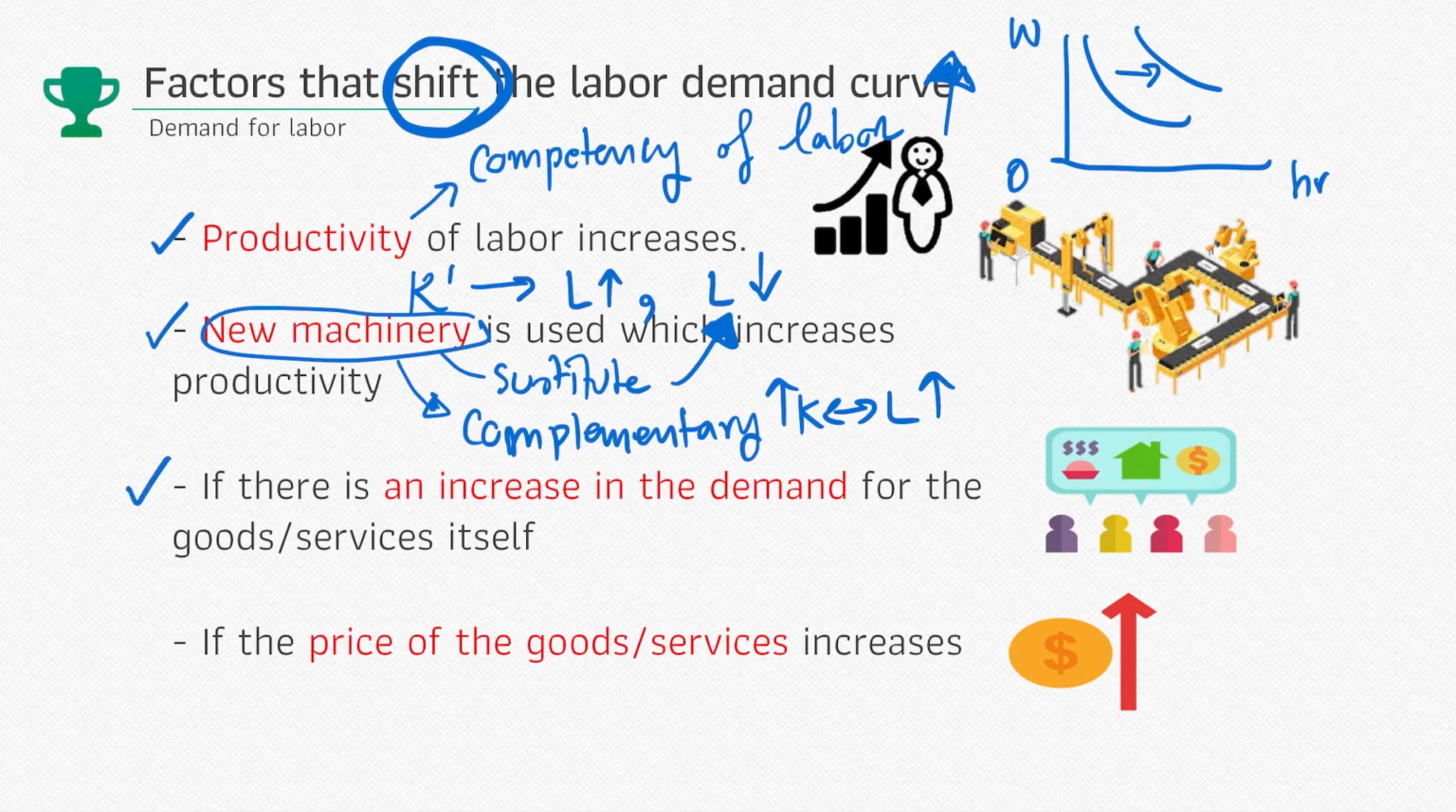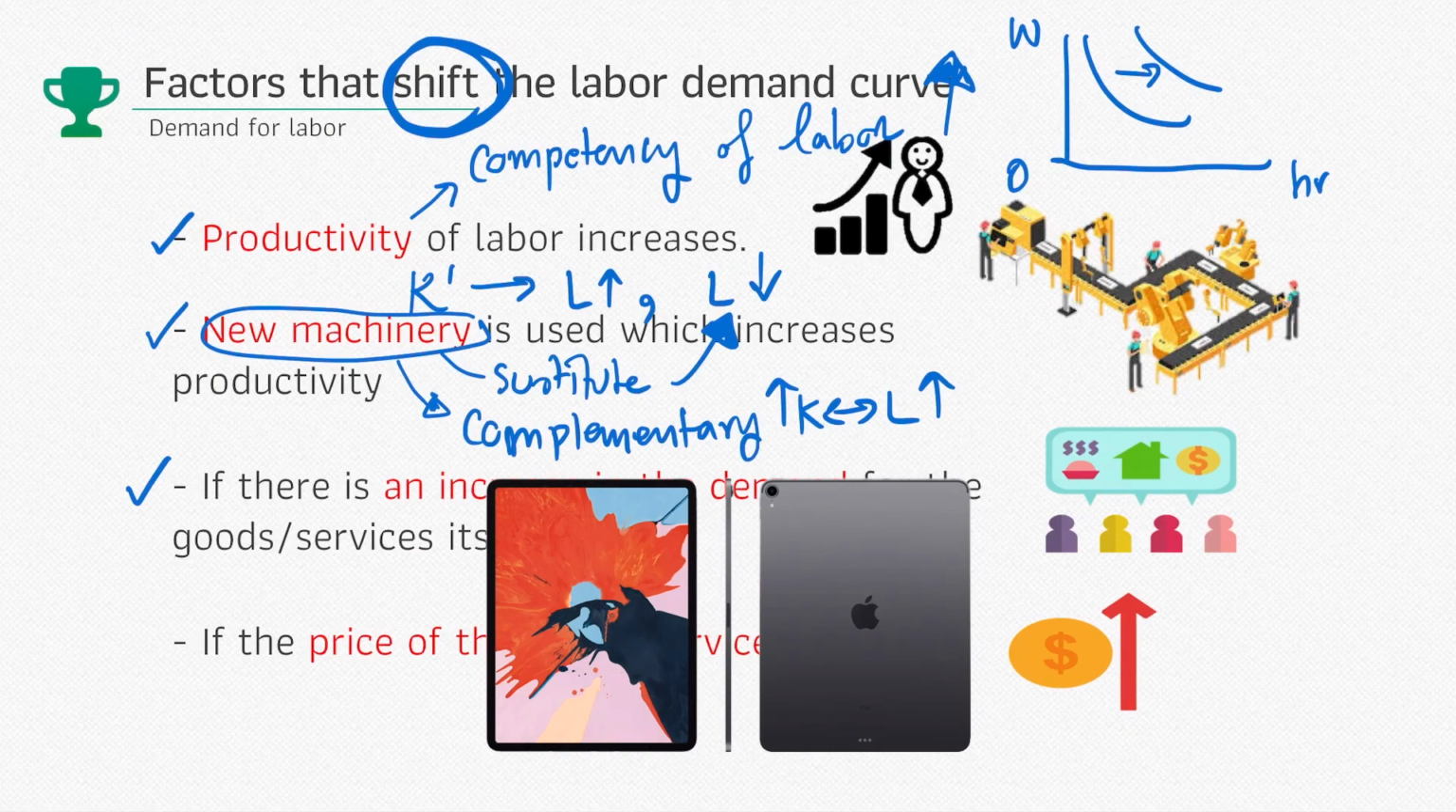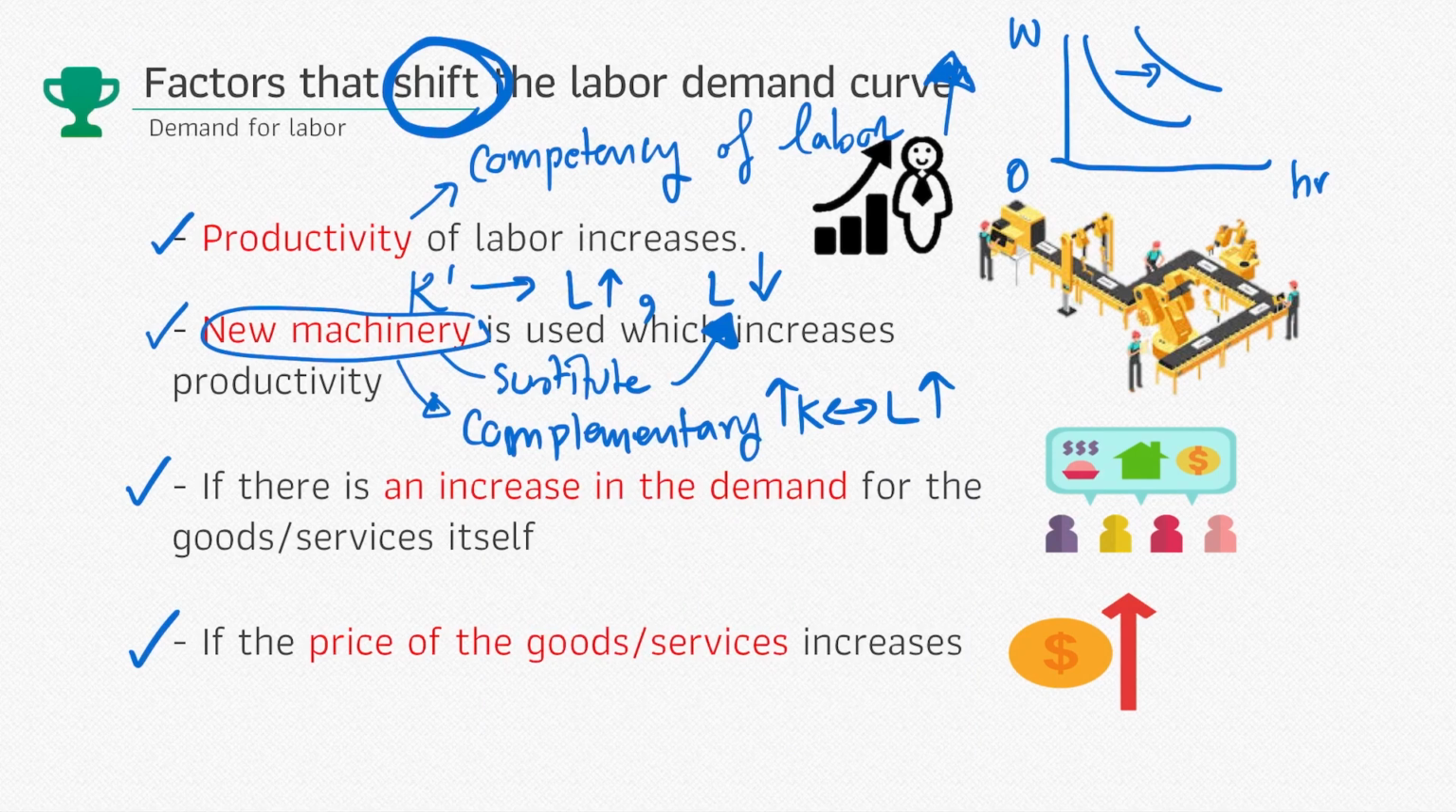The third is an increase in the demand for goods or services itself. This is the same example that I said about higher demand for iPads. The workers on the iPad production line will need more labor force. This shifts to the right, and then the price of goods and services increases. If the price of goods increases, the entrepreneur will need to hire labor to make more product because they sell at a high price.